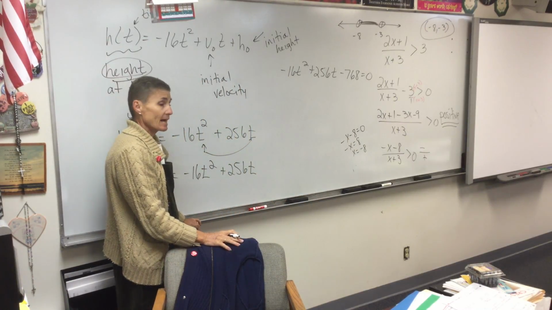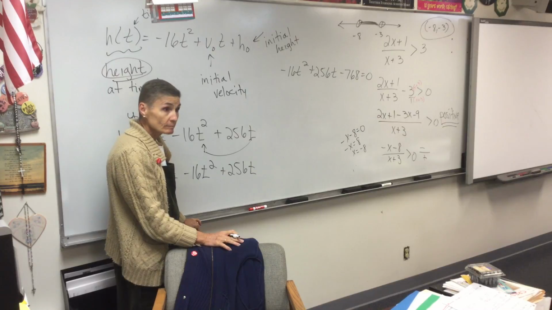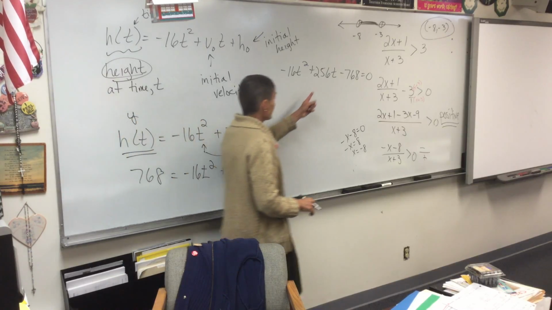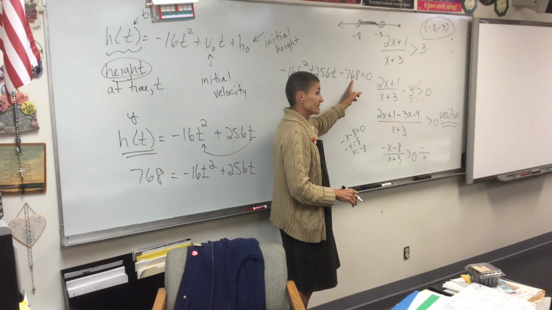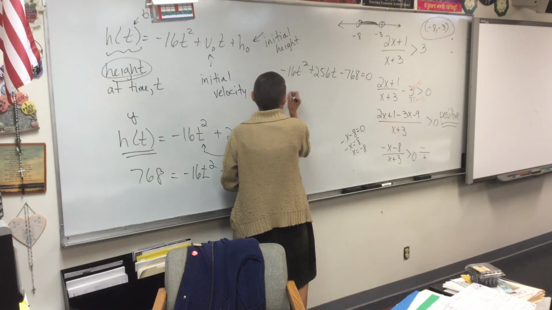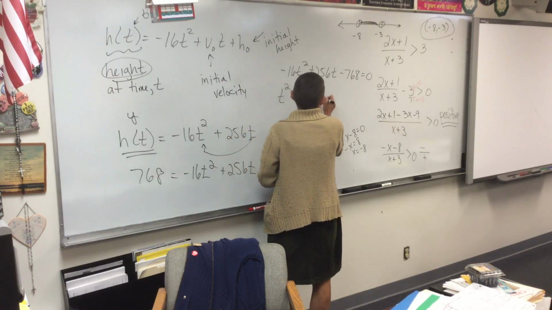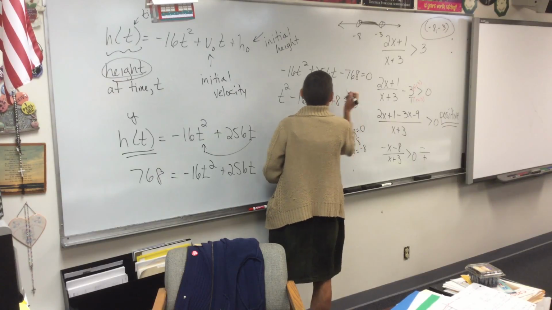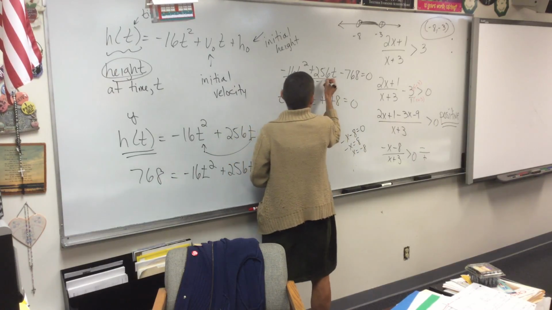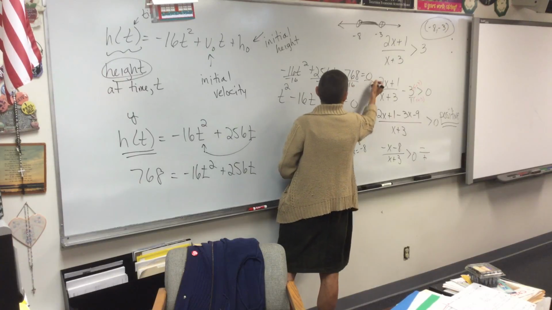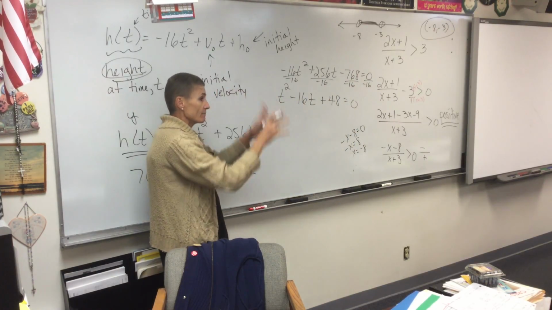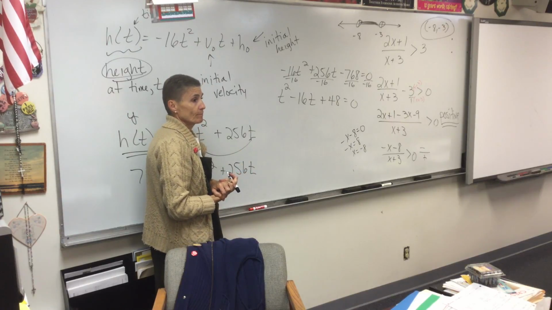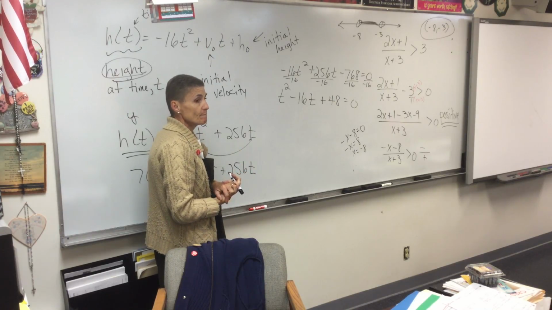Now, I am not excited about those numbers at all. I happen to know this is divisible by 16. Would somebody check? Is this number divisible by 16? How many times? 48. And I'm dividing by negative 16. It makes my life and your life, our lives, so much easier to get rid of those giant numbers. Right?